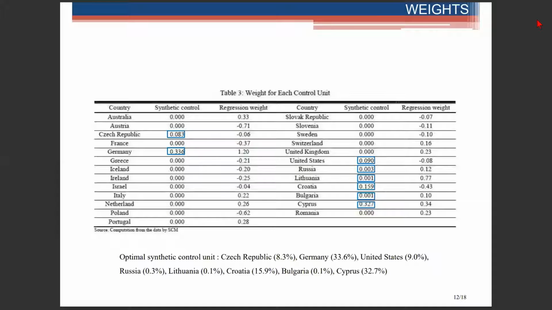And then after the analysis, there are some weights. I already told you my flow scheme, I need two weights. So two weights show how the countries in my control group contribute to building the synthetic control unit. As you see, the blue rectangle shows that those eight countries can be used to build the synthetic control unit. The biggest one, the Czech Republic, Germany is 33.6%, and even Lithuania and Bulgaria have 0.1% contribution to the synthetic control unit.